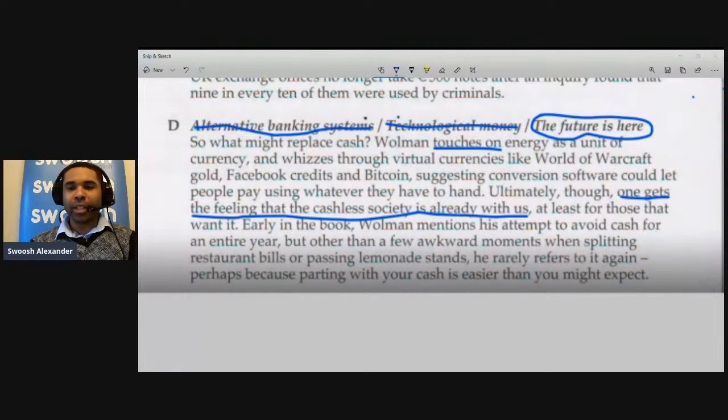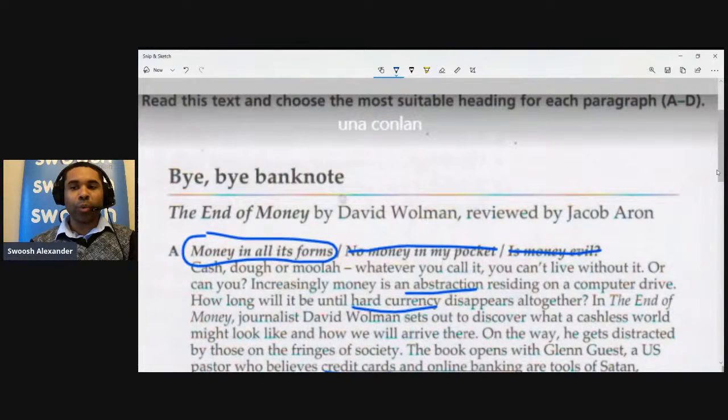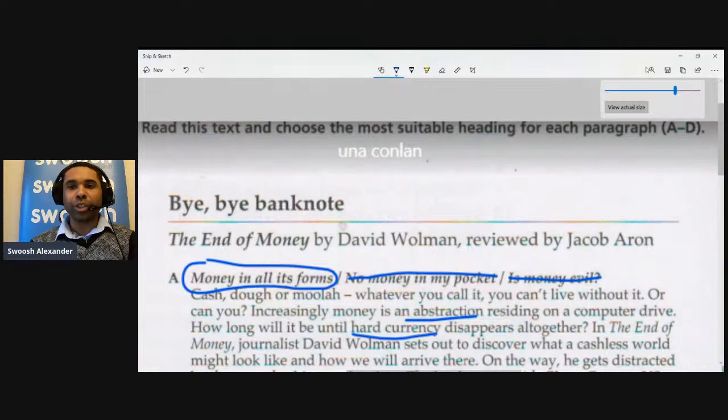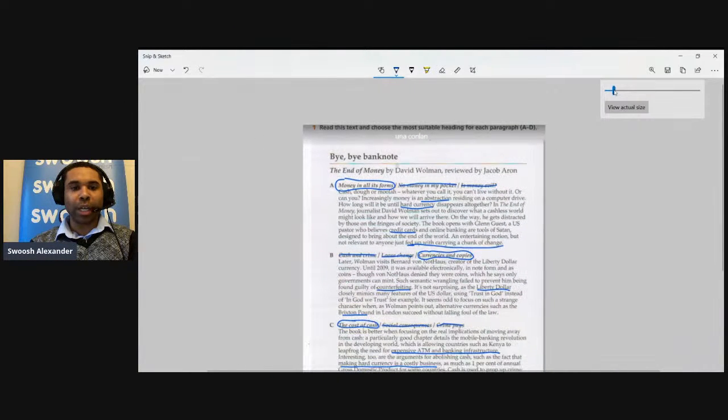So hopefully you got the answers to those questions correct. Well done, Roxana. I can see that you answered that correctly for D. This is a good activity, as I say, for recognizing the main idea of paragraphs. There are questions in the IELTS where you will need to recognize main ideas in order to answer the questions correctly.